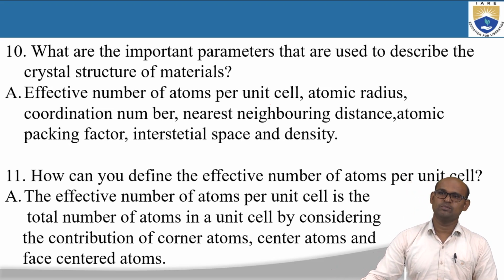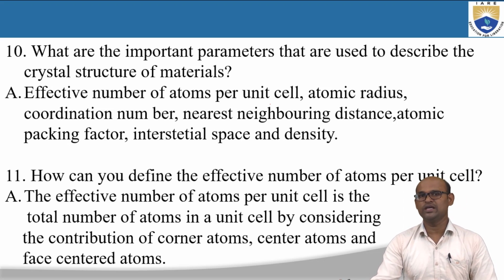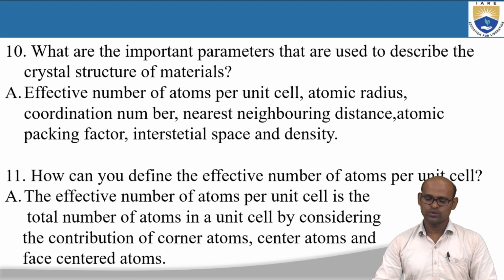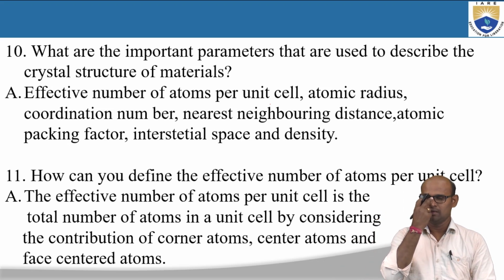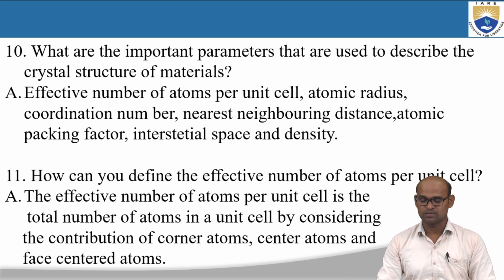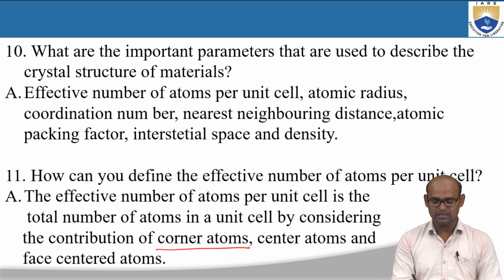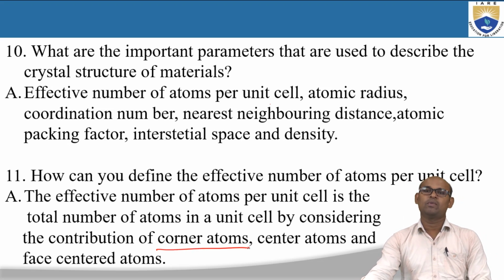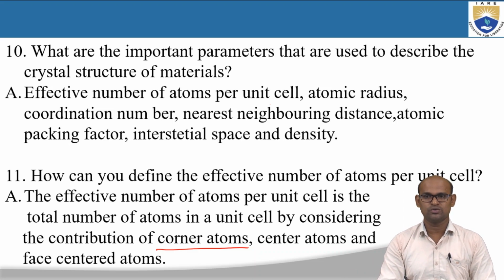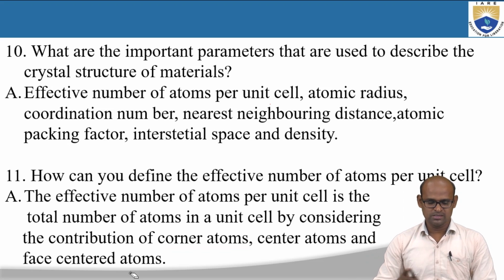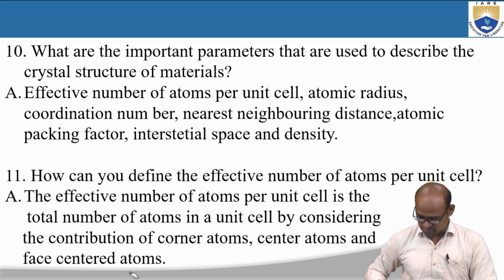For example, you are considering a face centered cubic lattice. There will be an atom at the center of each face, so you also need to consider the contribution from the face centered atoms. To define the effective number of atoms, you not only consider the contribution of corner atoms, but in addition, the body centered atoms if they are there, and also face centered atoms if they are there. That is the effective number of atoms per unit cell.